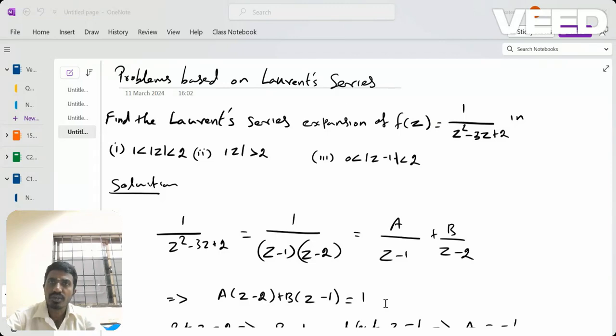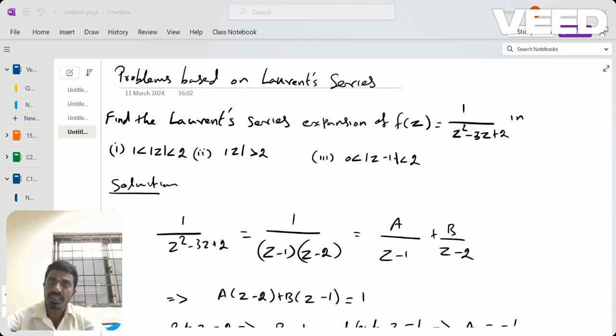In this lecture, we are going to see the problems based on Laurent series. So this is the problem. Find the Laurent series expansion of f of z equal to 1 by z square minus 3z plus 2 in the region 1 less than mod z less than 2 and mod z greater than 2. And another region is 0 less than mod z minus 1 less than 2.